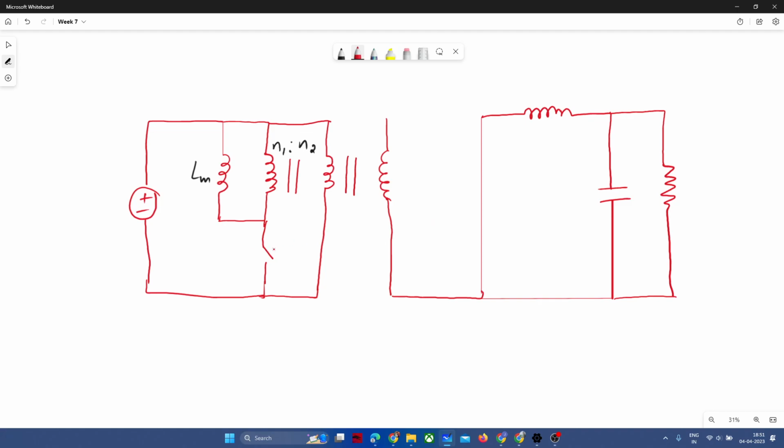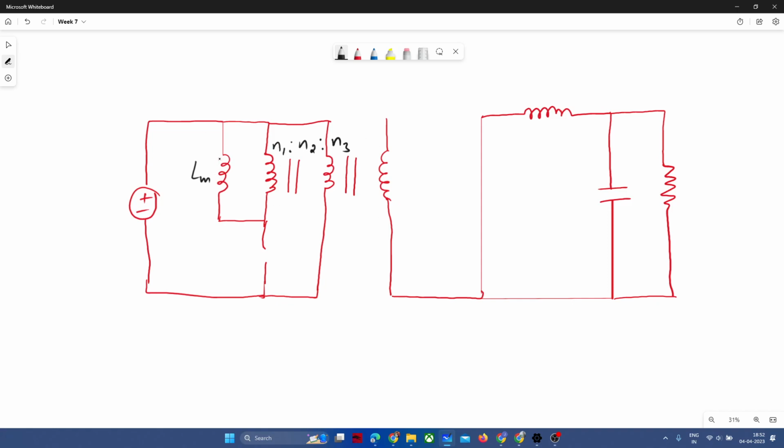Let me remove this switch. Now, when the switch is off, let me write N2. Sir, why are there four windings? Sorry, no, only three windings are there.